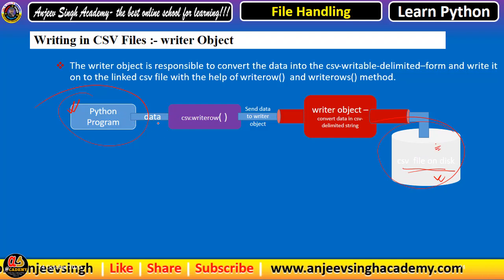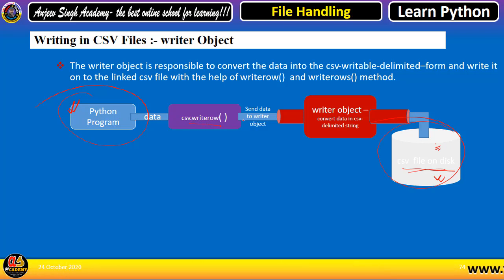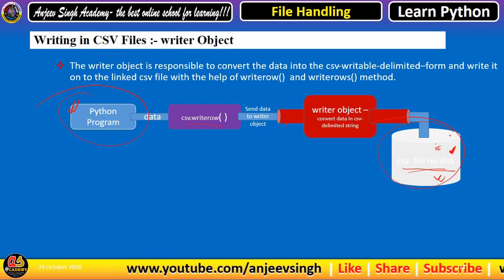So look at this. Python program is sending the data. This data in the form of the writerow. Writerow is giving the data to the writer object. Writer object is converting the data into the delimited string, and that delimited string data is going to write into a disk, into a file.